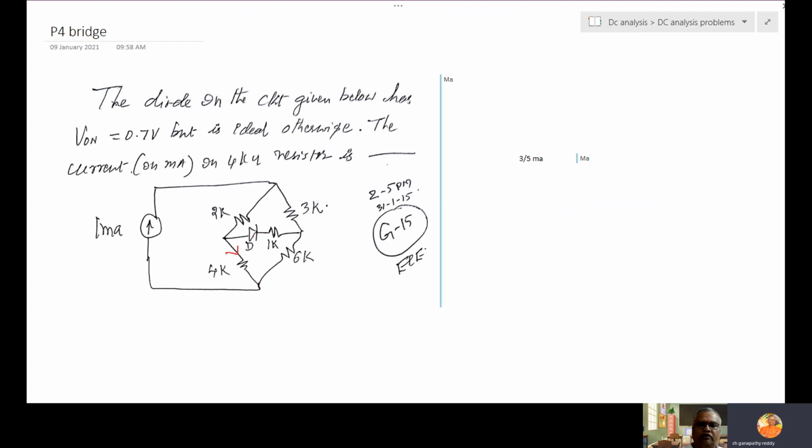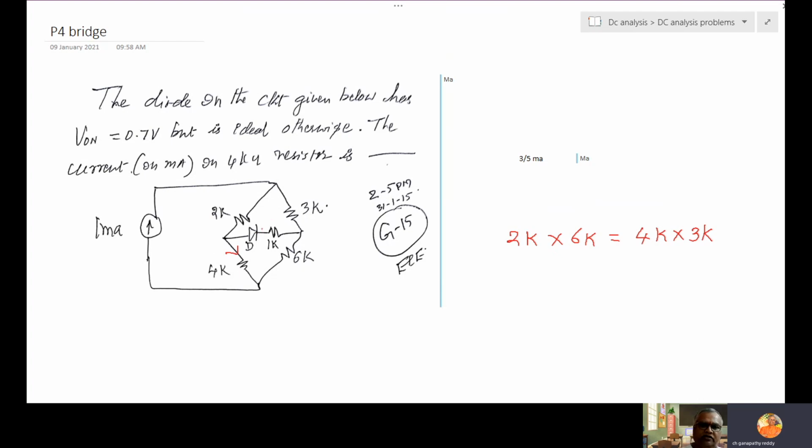Generally, how will a student think? Try to make the diode open, find the anode voltage and cathode voltage. Is it greater than 0.7? If it is greater than 0.7, on; if it is less than 0.7, off. Like that, time will be wasted. The simple idea is 4K into 3K is equal to 2K into 6K. If you multiply opposite arms, 2K into 6K is equal to 4K into 3K, both sides 12. That means the bridge is balanced.